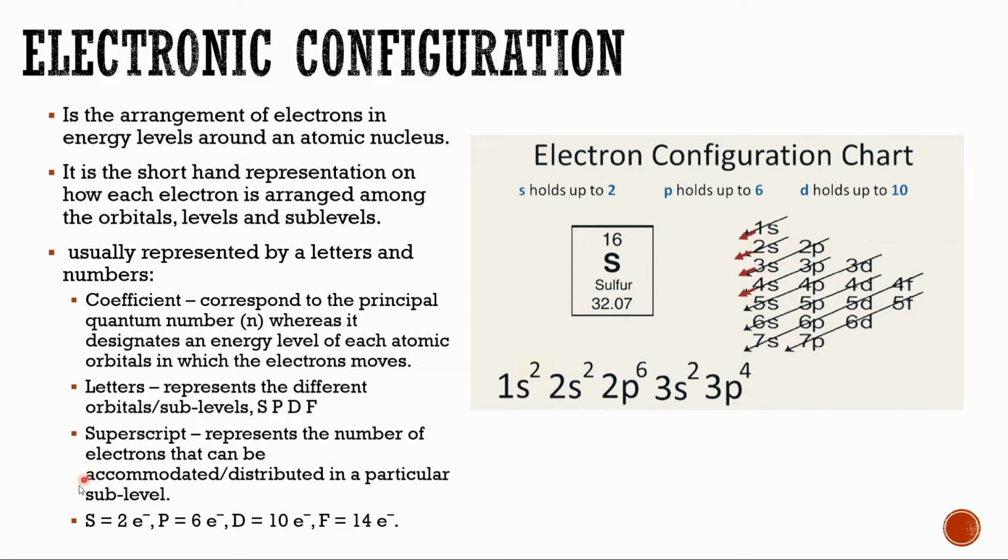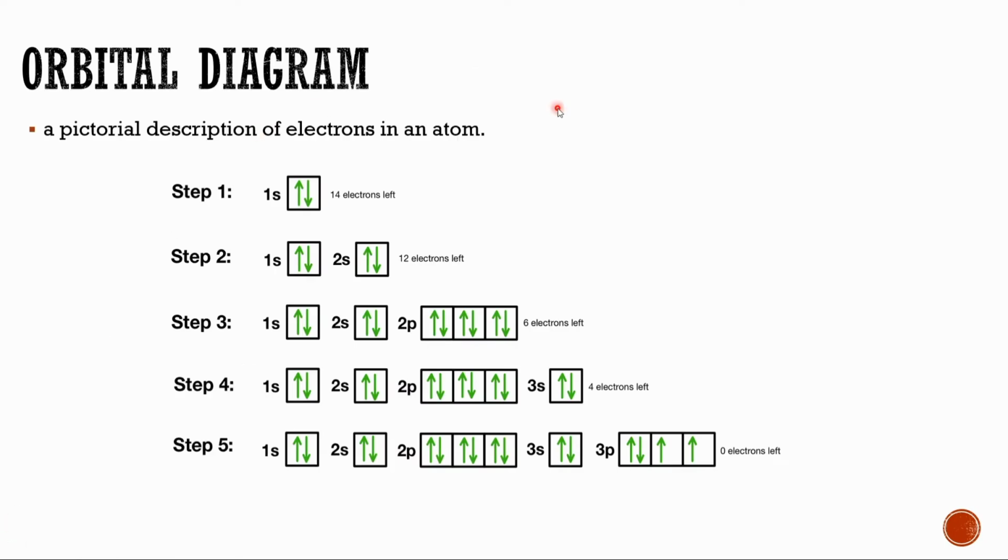Nabanggit ko din yan doon sa isa kong video about electronic configuration. So, you better panoorin nyo na lang po yun para mas magkaroon kayo ng deeper understanding. So, today we are going to focus more here sa orbital diagram. Okay. So, when we say orbital diagram, this is a pictorial description of electrons in an atom. Okay. So, meaning to say, ito yung picture po.